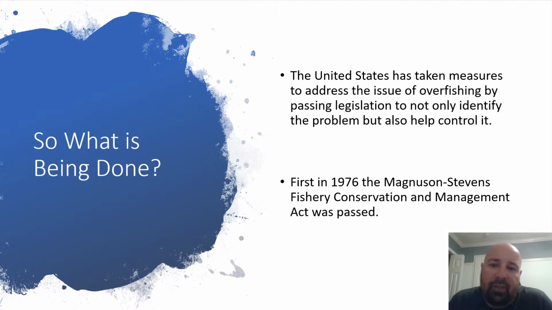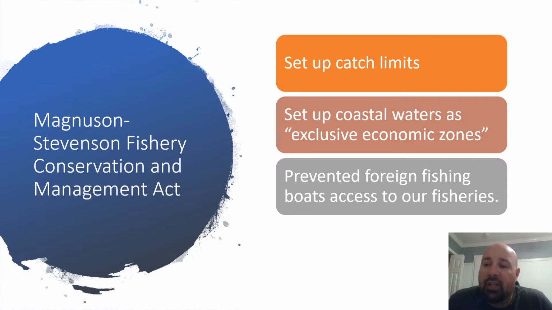So what are we doing about it? Well, the United States has taken measures to address the issue of overfishing by passing legislation to not only identify the problem at hand, but also help control it and maintain it and regulate it. First, in 1976, we had the Magnuson-Stevens Fishery Conservation and Management Act. This legislation set up catch limits like we have today, but also, more importantly, set up coastal waters along our coastline as exclusive economic zones. This thus prevented foreign fishing boats access to our fisheries.